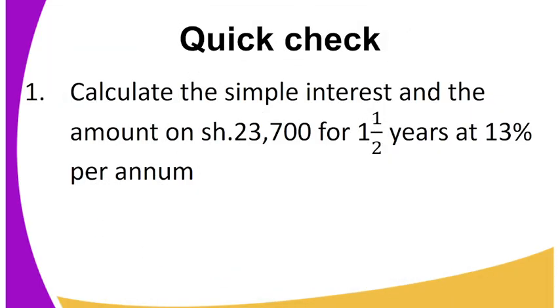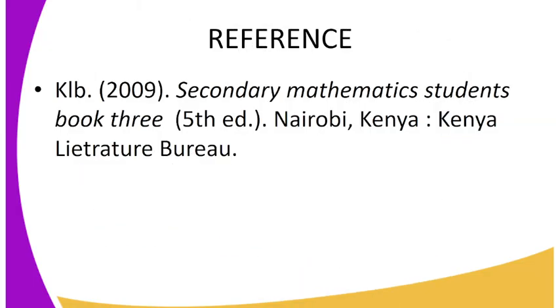We've come to the end of our lesson, and I have an assignment for you, which is very simple. Calculate the simple interest and the amount on shillings 23,700 for 1.5 years at 13% per annum. For reference, you can check KLB Secondary Mathematics Student Book 3.